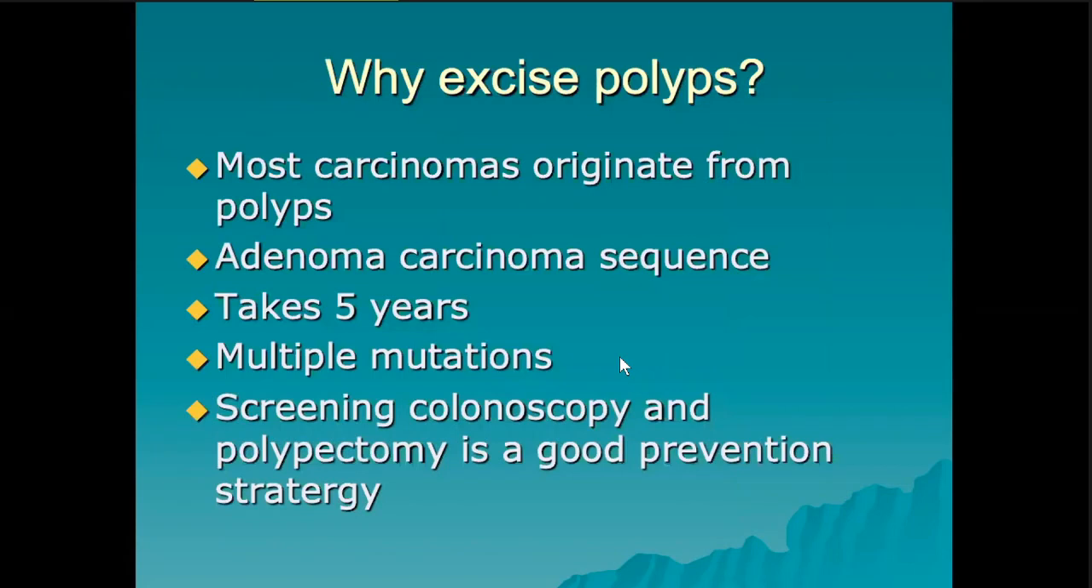Now, why do we excise polyps? Because most carcinomas originate from polyps. And you know this sequence, which is called the adenoma-carcinoma sequence, where an adenoma goes through multiple mutations to become a carcinoma. And it is said that this process takes approximately about 5 years. It's not always 5 years, but approximately. So if you can do screening colonoscopies and remove polyps, then that is a good prevention strategy to prevent colorectal cancer.